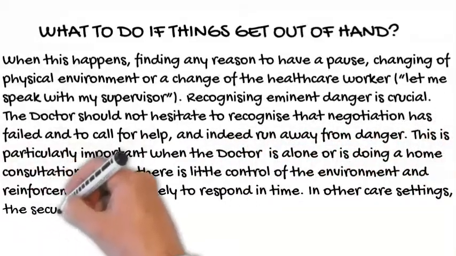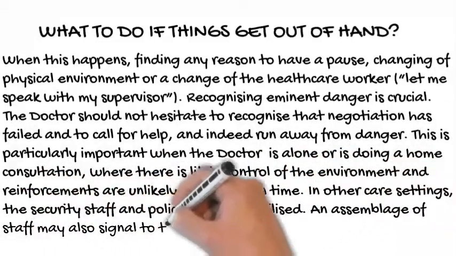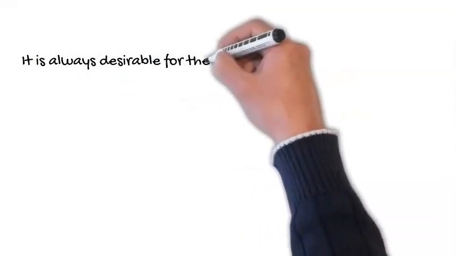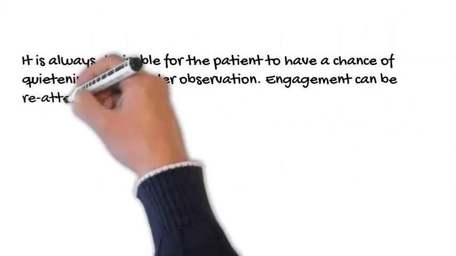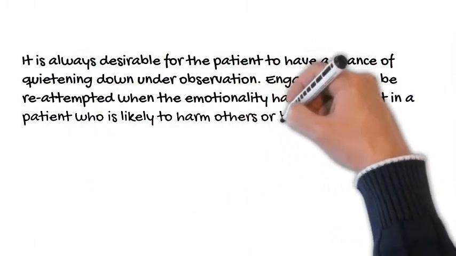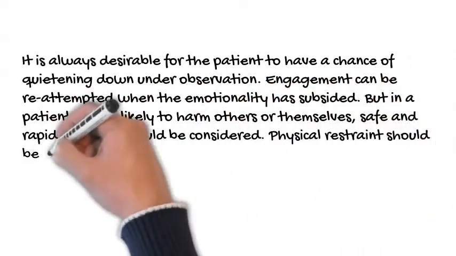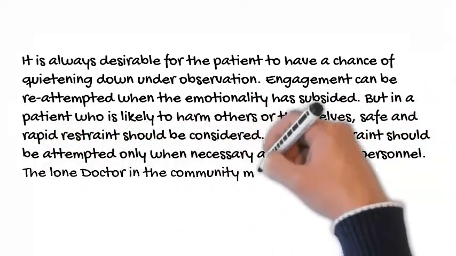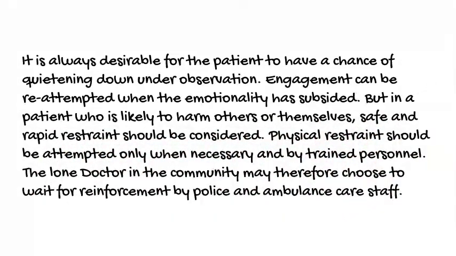In other care settings, the security staff and police may be mobilized. An assemblage of staff may also signal to the patient to instinctively back down. It is always desirable for the patient to have a chance of quietening down under observation. Engagement can be re-attempted when the emotionality has subsided. But in a patient who is likely to harm others or themselves, safe and rapid restraint should be considered. Physical restraint should be attempted only when necessary and by trained personnel. The lone doctor in the community may therefore choose to wait for reinforcement by police and ambulance care staff.